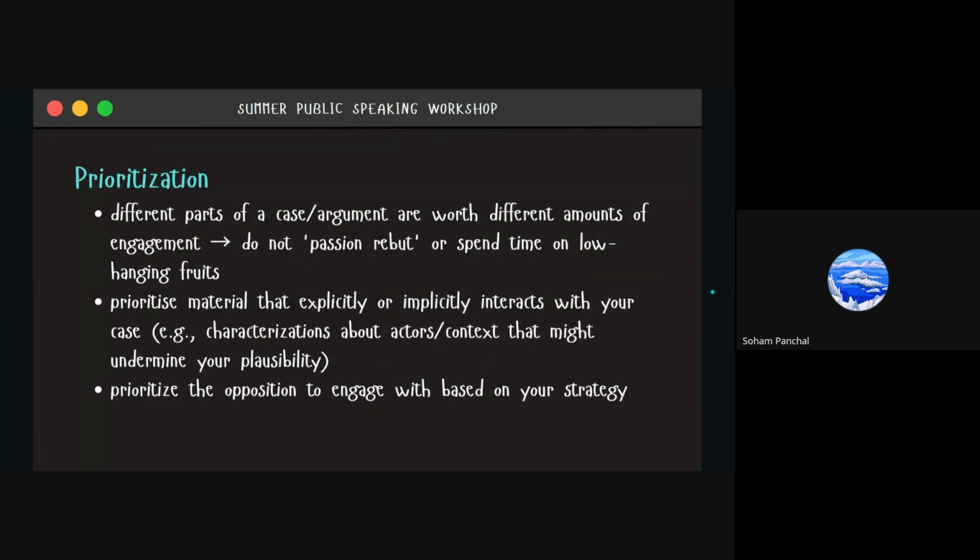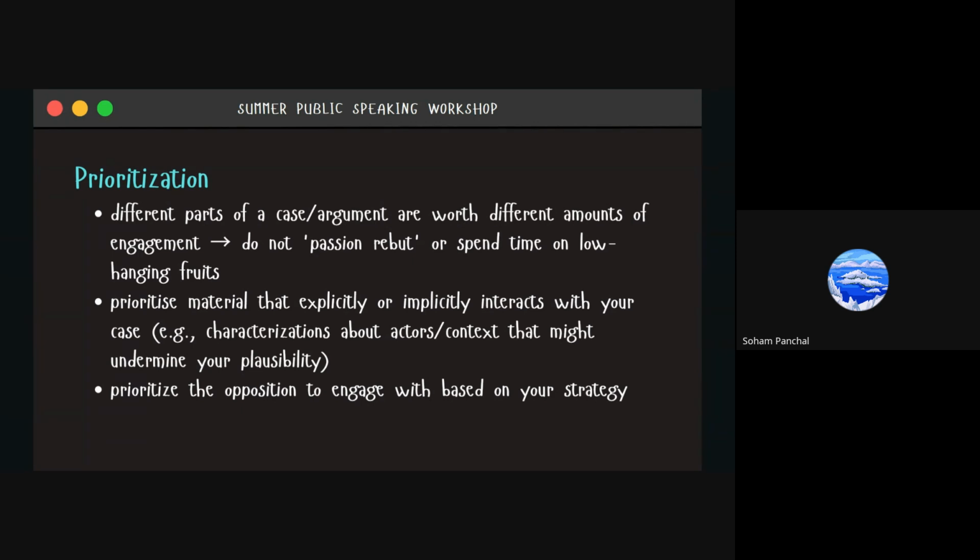Now coming to the second and a very major point, which is prioritization. As I mentioned in the starting, you should not just go out and rebut everything they have said, or even small arguments, small statements. Not every argument or every case needs to be rebutted. It is not very fruitful to rebut every argument, because sometimes they are not even in the scope of the debate, or they are very far from what the motion is trying to say. So in that case, you do not engage with it.